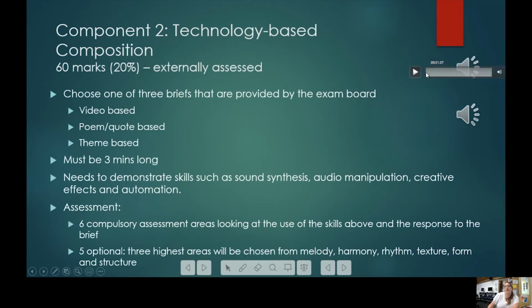This is from a brief that was called Health Fanatic, and they were given a poem, and then they created their composition based around the ideas in that poem.